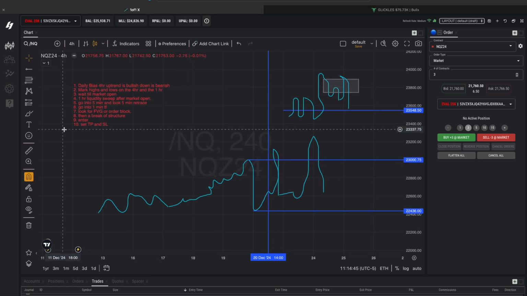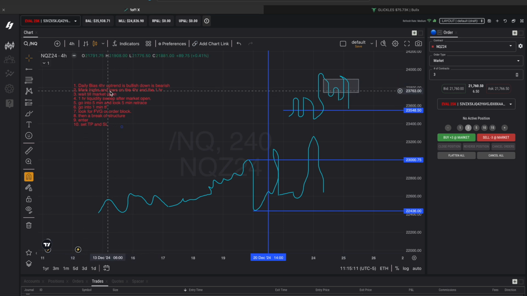Pretty simple. First thing, you want to determine your daily bias. If your daily bias is bearish and the past trend has been bearish, you don't really want to go long off of that. If the trend has been going down, you don't want to go up. You want to go with the trend and not against it because you're more likely to lose when you go against the trend.